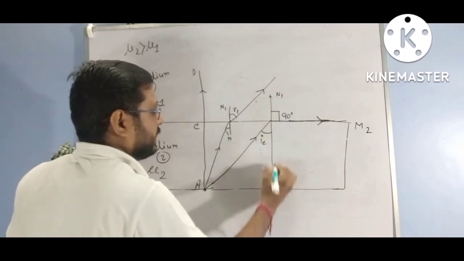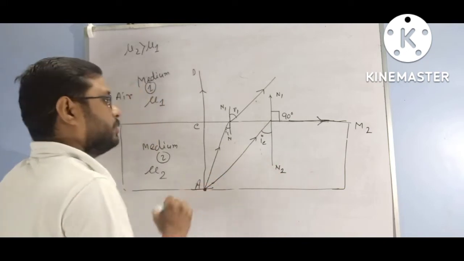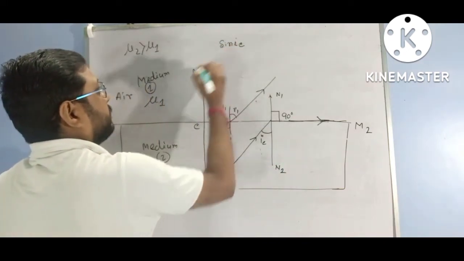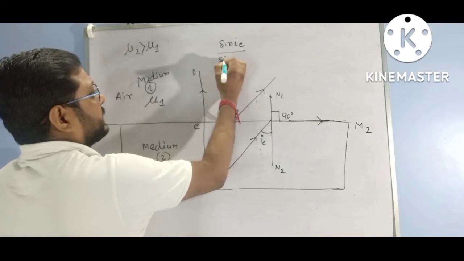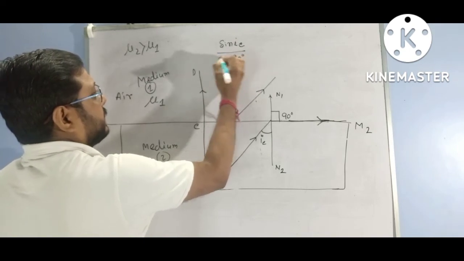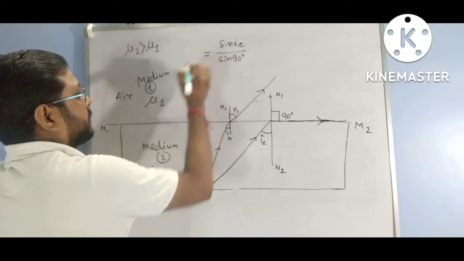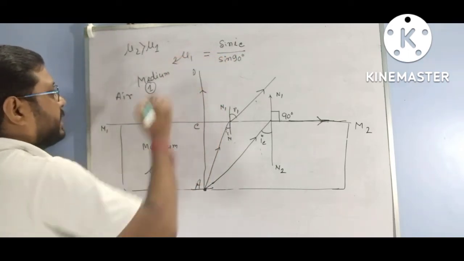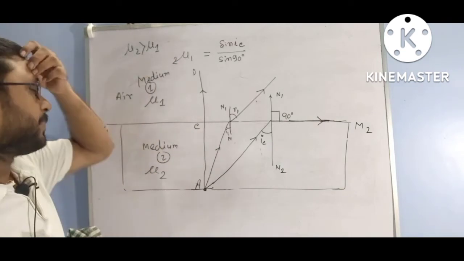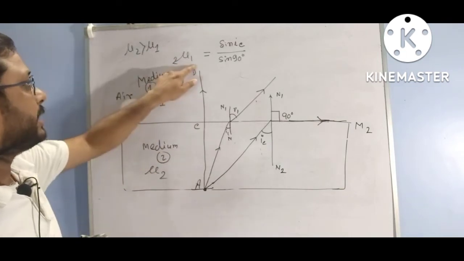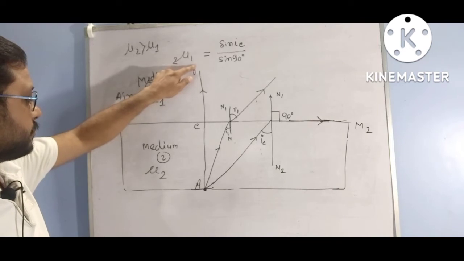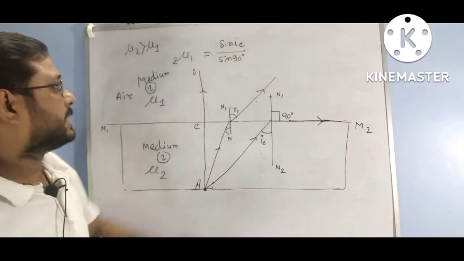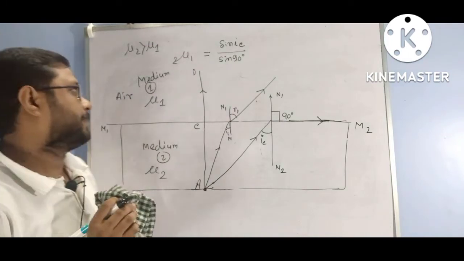This is the normal at the interface of the two media. So, sin IC is for the angle of incidence and sin 90 for the angle of refraction. This equals mu 2 1, as the ray goes from medium 2 to 1. So, we know that the refractive index mu 2 1 is equal to sin IC by sin 90 degrees.